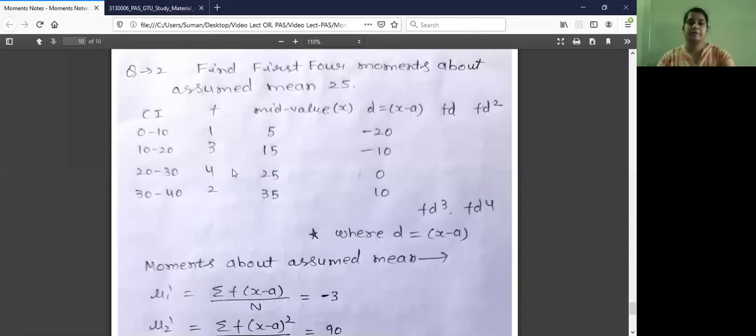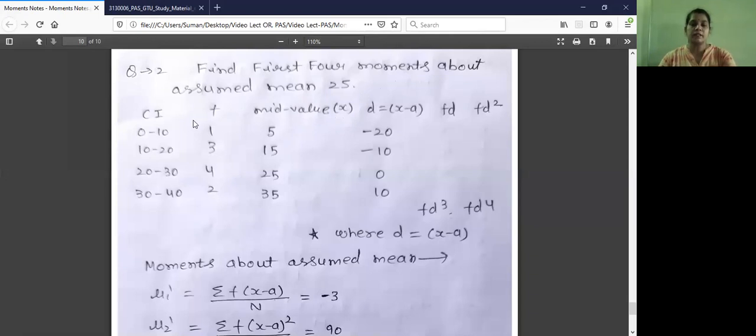Hello, good morning everyone. In our previous lecture, we have already seen how we solve the different types of questions according to moments with assumed or actual mean. So, our next example is: find the first four moments about the assumed mean 25. We are given the assumed mean as 25.